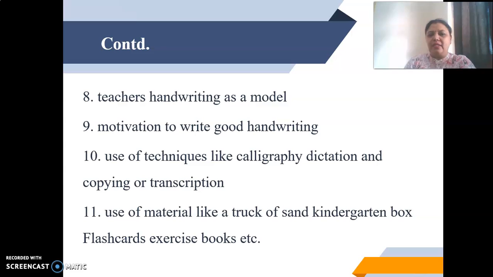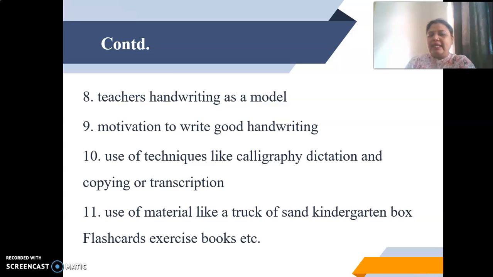Teacher's handwriting as a model. It is very important that the teacher should write in a proper way so students will imitate in the same manner. Motivation to write good handwriting. Students should be motivated to write in a proper way.